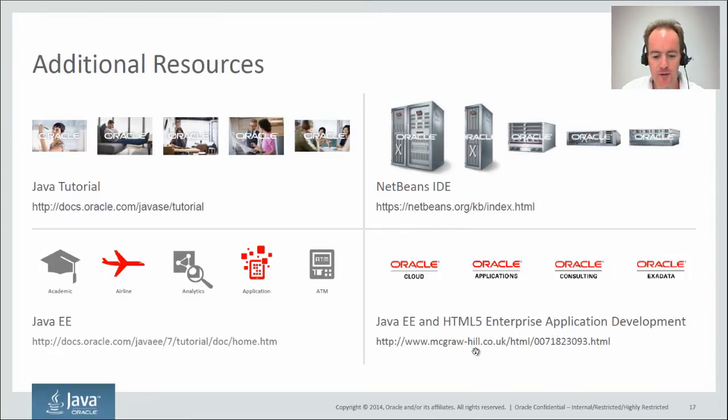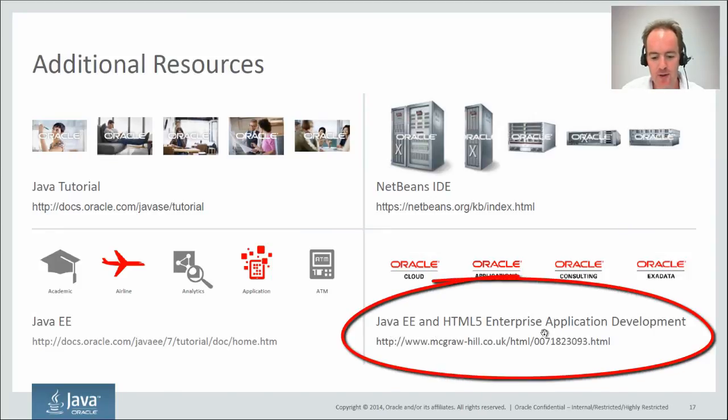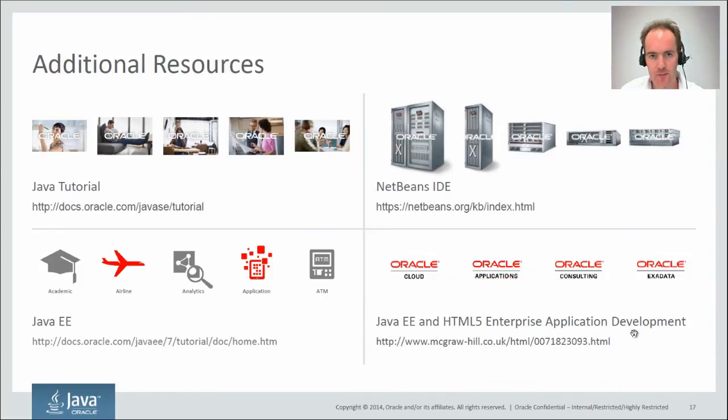And finally, there's a very nice book that you can also buy. It's called Java EE and HTML5 Enterprise Application Development. And this book shows the techniques that were shown right at the end of the demonstrations, how you can benefit from the strength of Java EE while leveraging your existing knowledge that might be focused more on HTML and JavaScript inside of the same application.